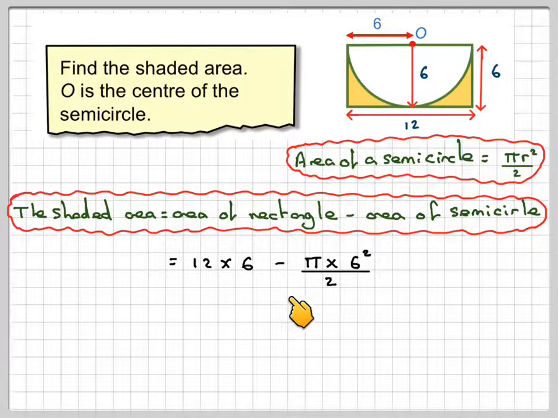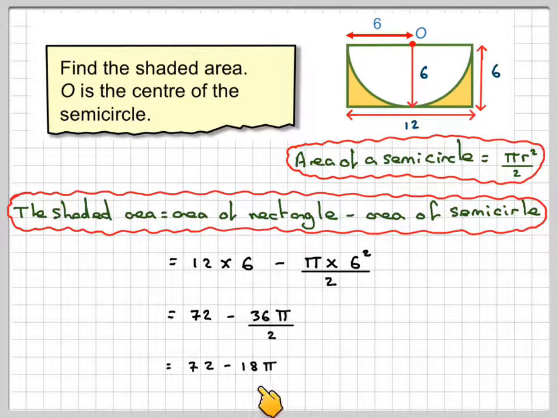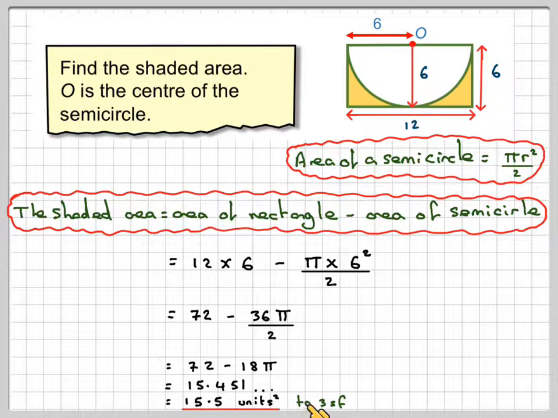The area of the semicircle is pi r squared, pi times 6 squared, and then we have to divide that by 2 because we only have a semicircle. Which means 72 minus 6 squared, which is 36 pi over 2. That gives me 72 minus 18 pi, which gives me 15.451, which gives me 15.5 units squared to 3 significant figures.